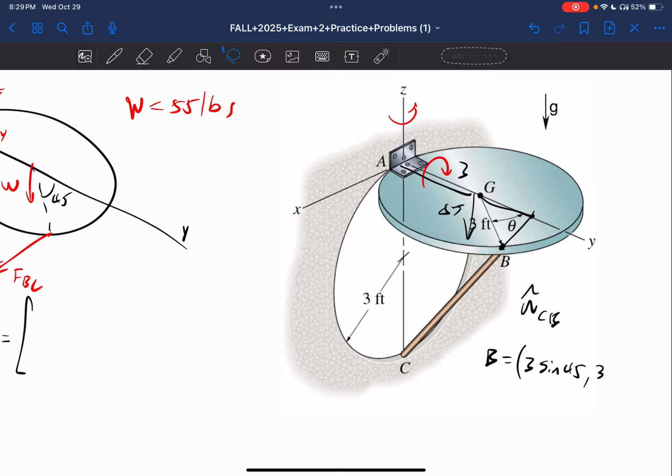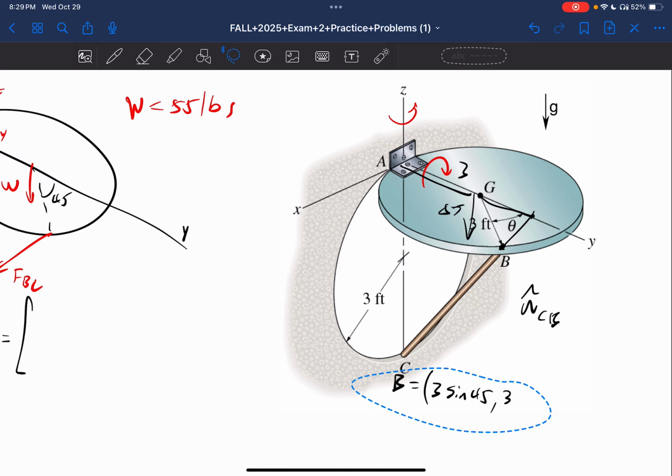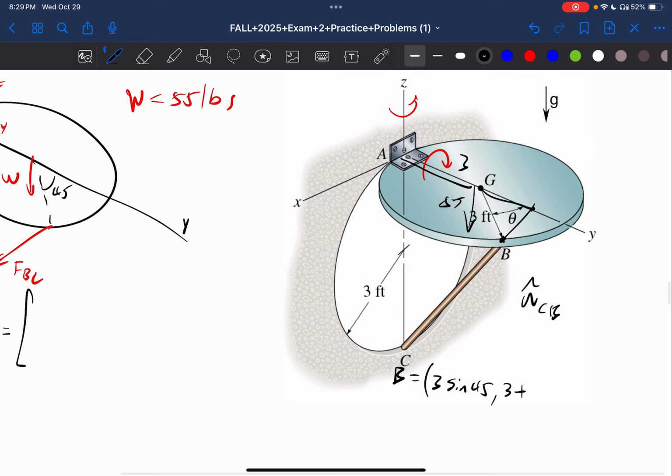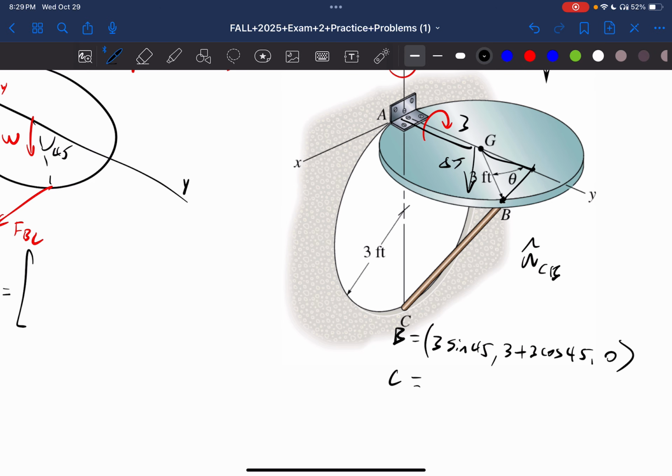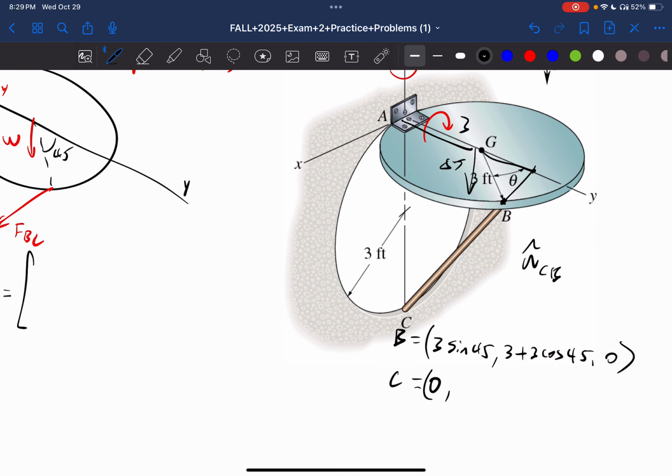Okay, this is going to be long. We're going to have 3 plus this distance right here, which is going to be 3 cosine 45, which is adjacent. In the z direction, we're going to have 0. C is going to be equal to, in the x direction, 0. In the y direction, 0. In the z direction, we're going to have negative 6 because the diameter is 6.